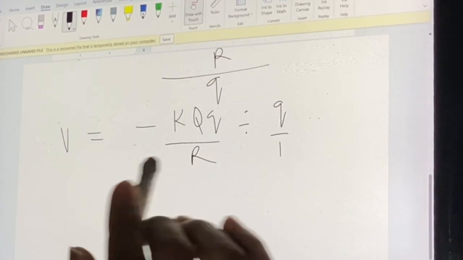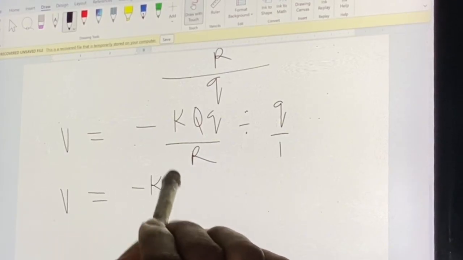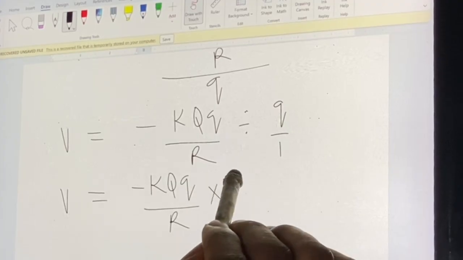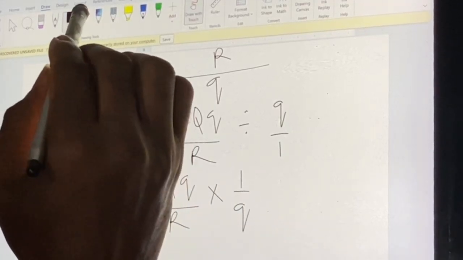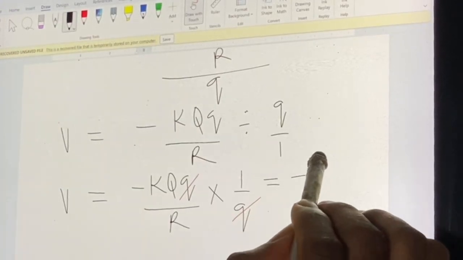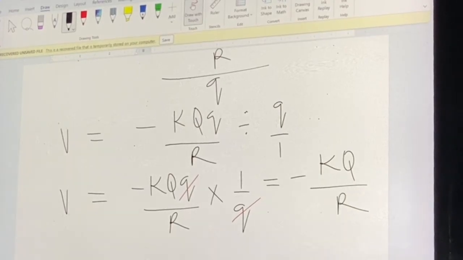If you apply bulk mass, our V will be equal to minus kq small letter q over r times 1 over q. This will cancel this. I'll be left with minus kq over r. Please take note. So this is our electric potential, but not electric potential difference. So let's express the electric potential difference at this point.